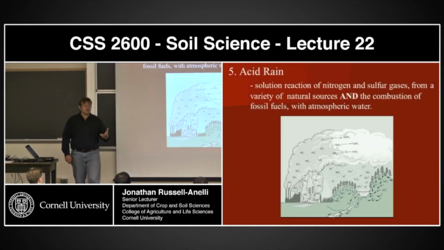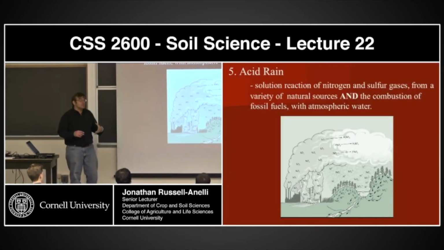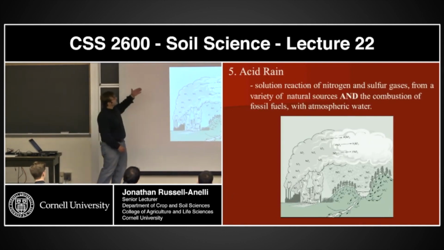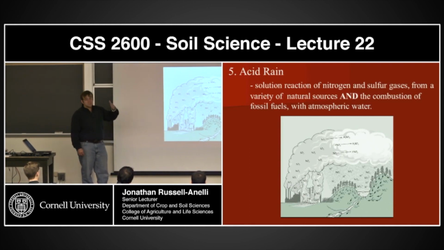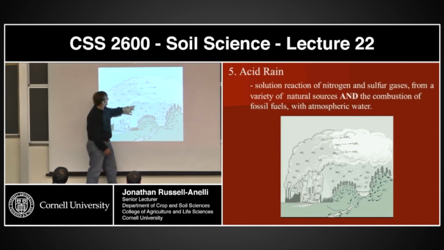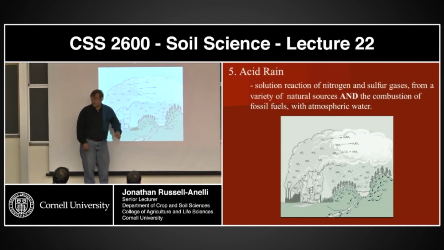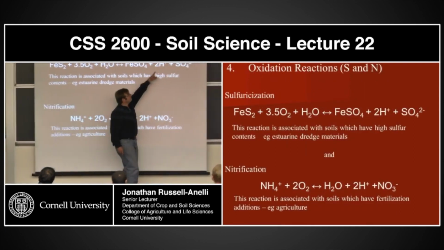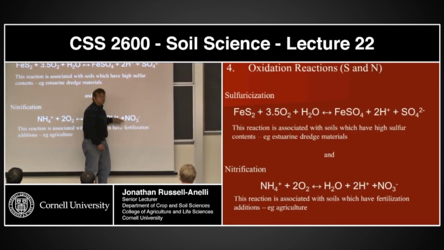The next one is acid rain. And this is the stuff that comes from combustion products, but there are also some natural sources. But basically what we're looking at is nitrogen and sulfur gases reacting in the atmosphere with the water and making either sulfuric acid or nitric acid. Again, these are both strong acids, so I'm going to have complete dissociation.